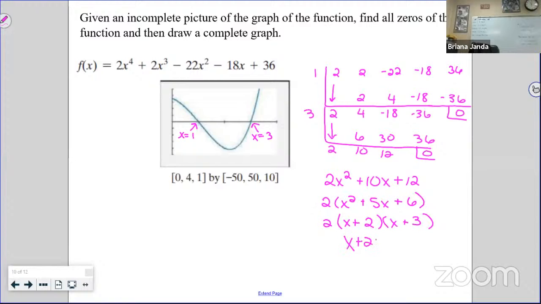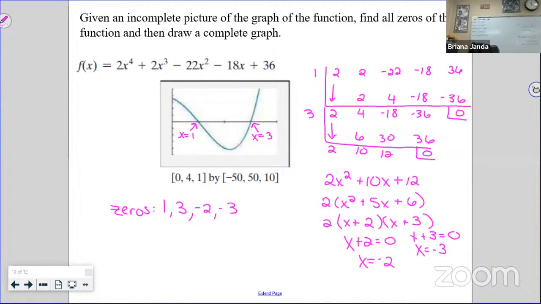Setting those equal to 0 to solve. My last answers would be -2 and -3, and there are all 4 of my answers. So we were asked to find zeros. So we'll say zeros are 1 and 3 from our picture, -2 and -3 from our work on the side.